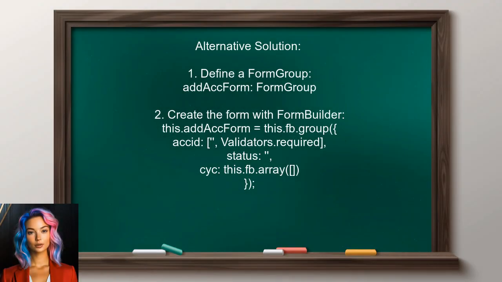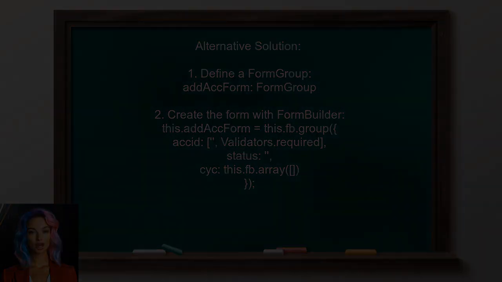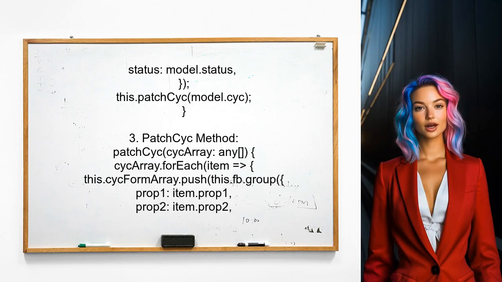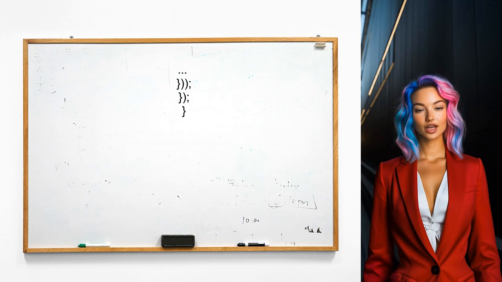An alternative approach suggests defining a form group to hold your form. Start by creating the form using FormBuilder. Then, implement a method to patch the form values, allowing you to pass the model as parameters. Next, create a getter to retrieve the sysid form array and a patch form method to update the form values. The patch method will loop through the provided array and push new form groups into the form array.